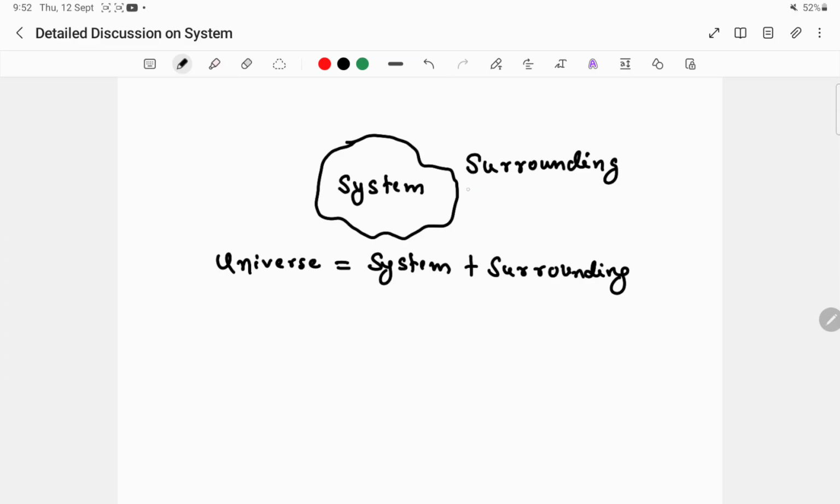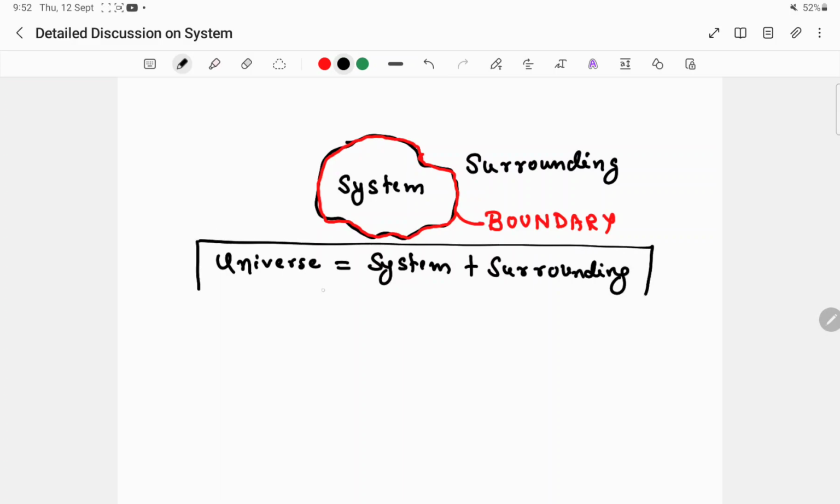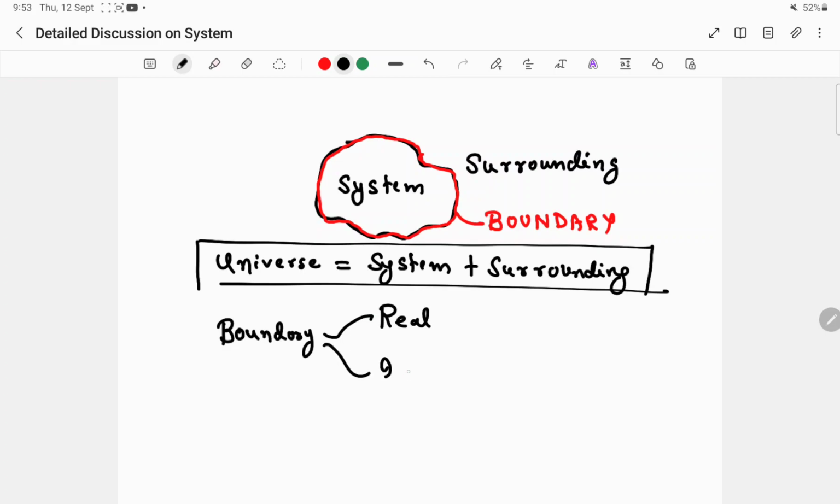And the line which divides the system and the surrounding is called the boundary. As you can see, I am showing it, the red one is the boundary. Our boundary can be a real one or it can be an imaginary one.